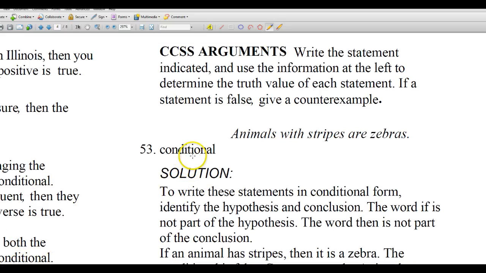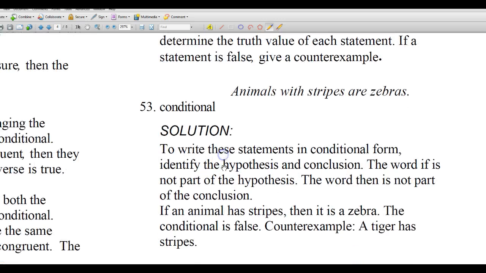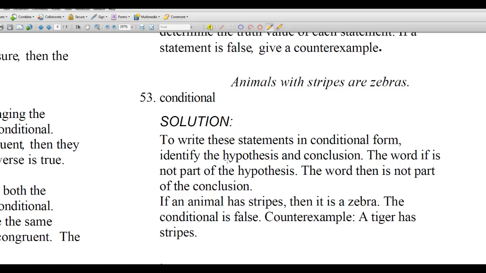Okay, now we want to write the statement indicated and determine the truth value. If a statement is false, give a counterexample. Animals with stripes are zebras. So first, we need to put this in if-then form. So that would be, if an animal has stripes, then it is a zebra.